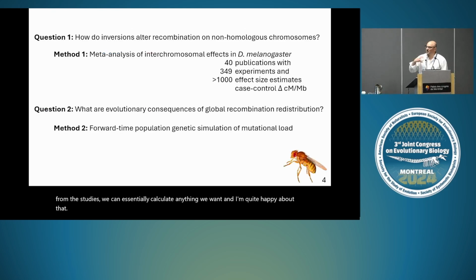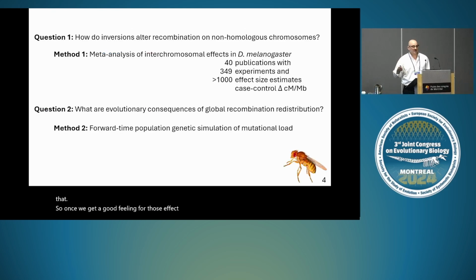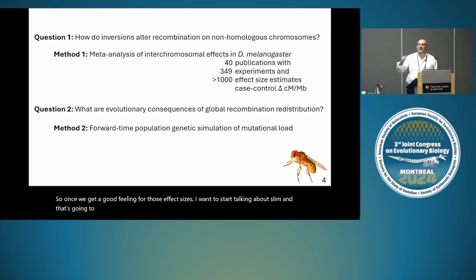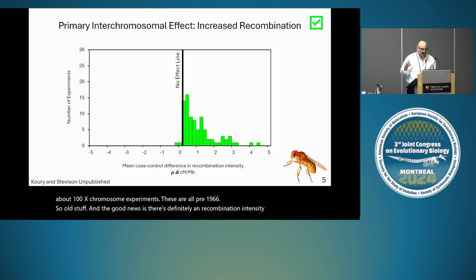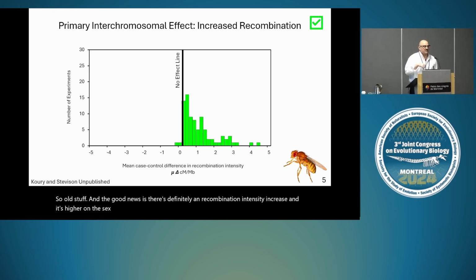Once we get a good feeling for those effect sizes, I'm going to start talking about SLiM. That's not going to be a huge part of the project, but I think it's going to be the most interesting part for conclusions. So let's take a look. First thing is, I'm showing you data from about 100 X chromosome experiments. These were all pre-1966, so old stuff. And the good news is there's definitely a recombination intensity increase. It's higher on the sex chromosomes anytime there's a heterozygous autosomal inversion. Good news. I think we actually heard that result just earlier in the previous talk.